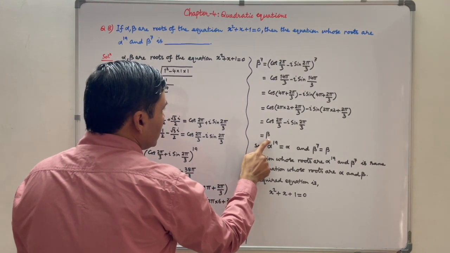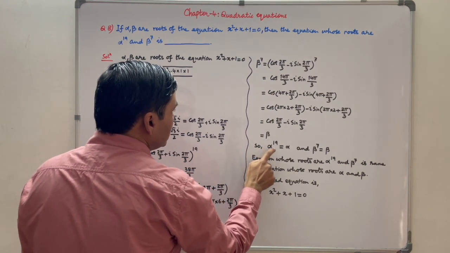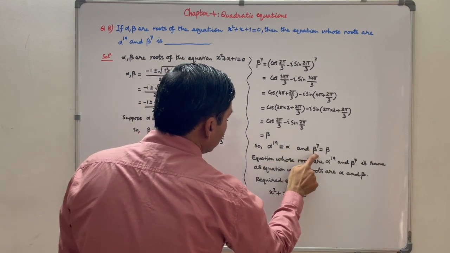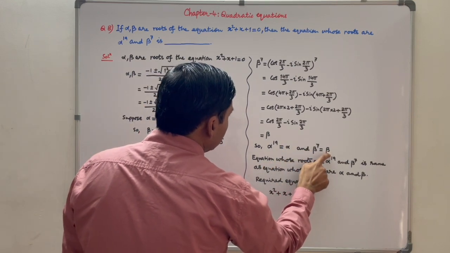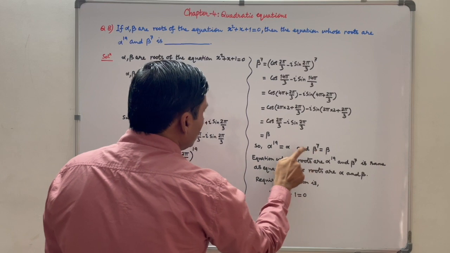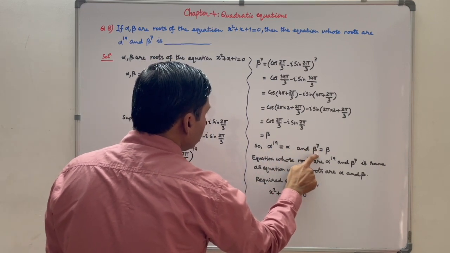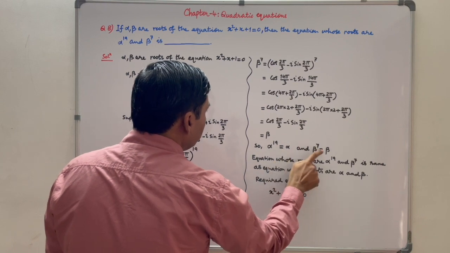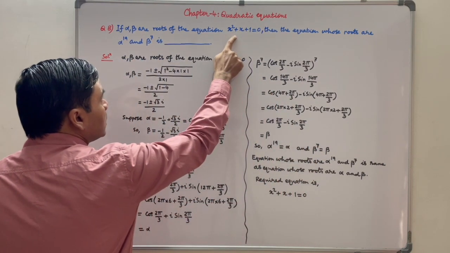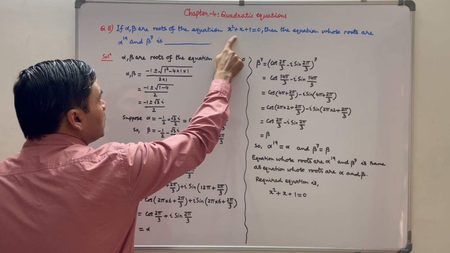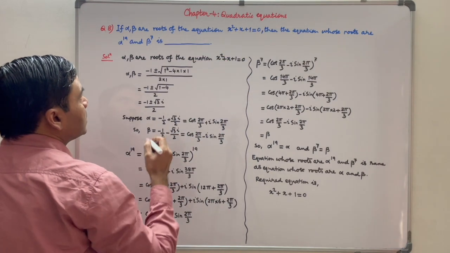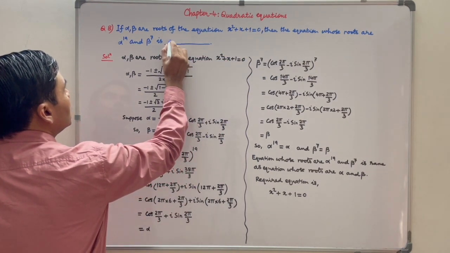So we have got the result as alpha to power 19 is equal to alpha and beta to power 7 is equal to beta. So the quadratic equation whose roots are alpha to power 19 and beta to power 7 will be same as the one whose roots are alpha and beta. So this is the required quadratic equation. So our answer will be x square plus x plus 1 is equal to 0.